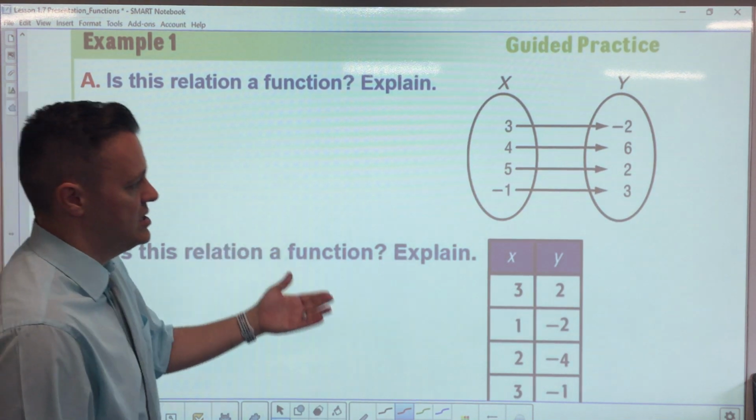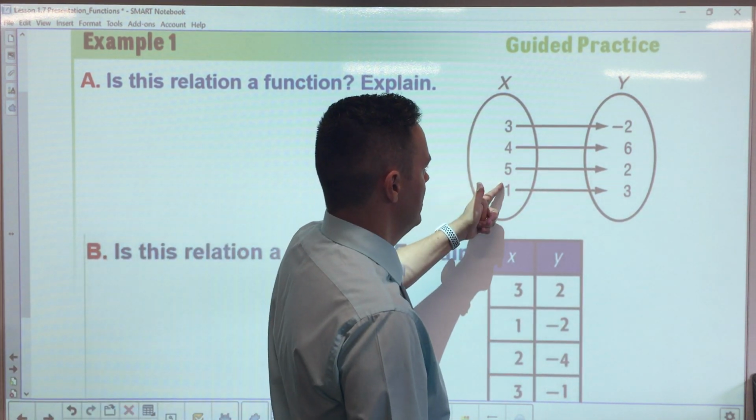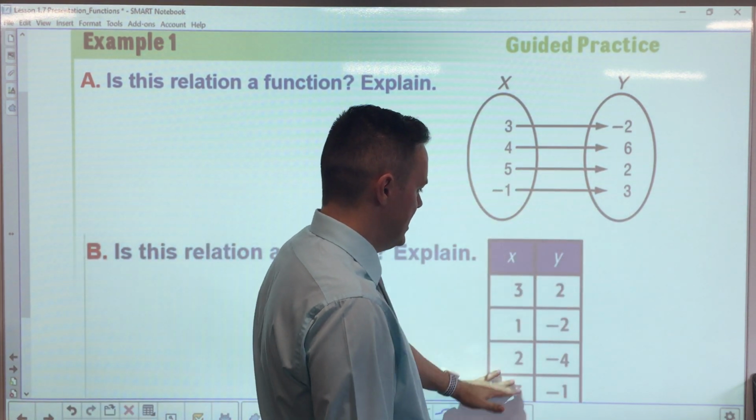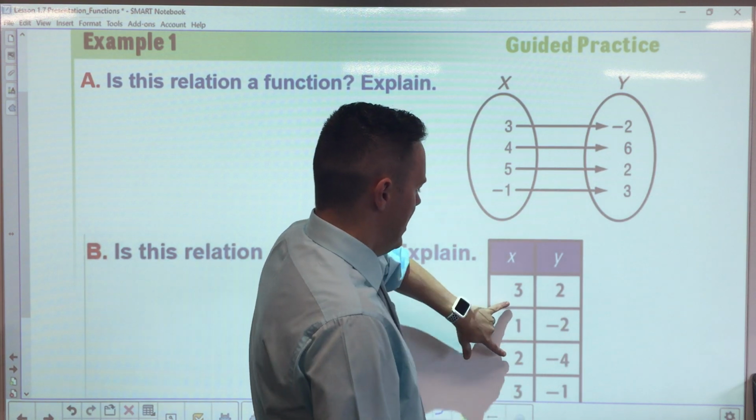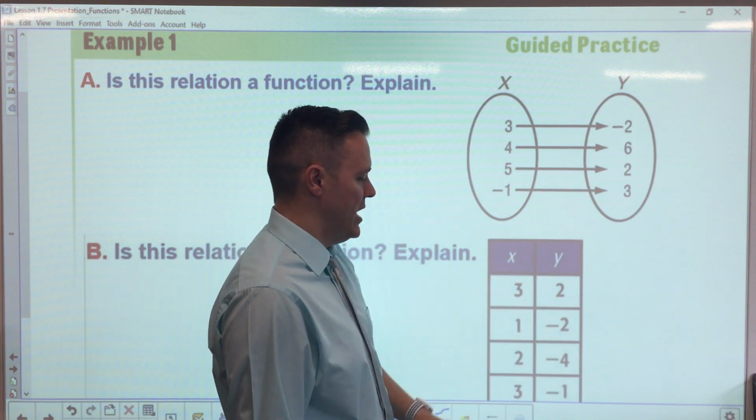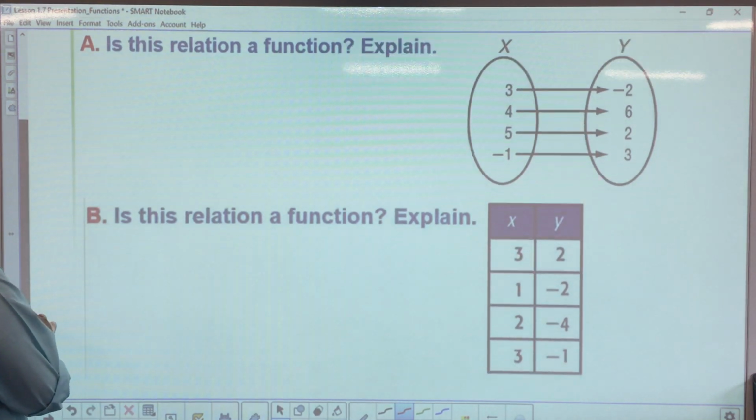Is this a function? The answer is yes. For every one domain, you have one range. Is this a function? Yes, for every domain, you have one range. Is it a function? Letter B.